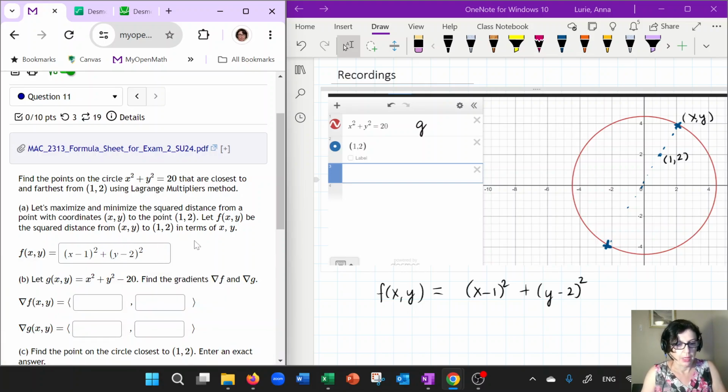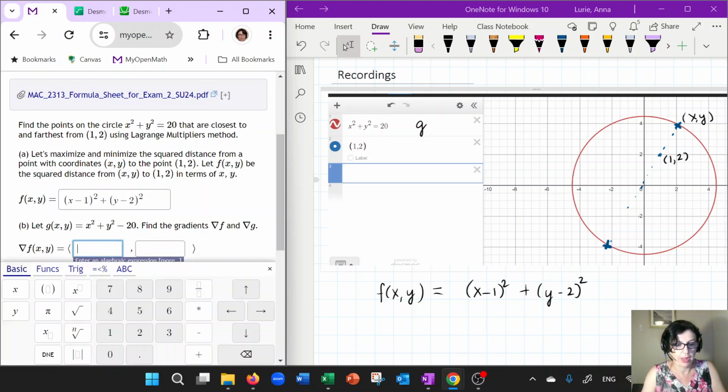Okay, so the gradient of f is just going to be 2 times (x minus 1), right? The derivative of something squared is 2 times the something multiplied by the derivative of the something with respect to x, but the derivative of x minus 1 is just 1. So that's just going to be 2 times (x minus 1). The second term does not have an x, so that'll just become 0. And then over here, that'll be similar, and that'll be 2 times (y minus 2).